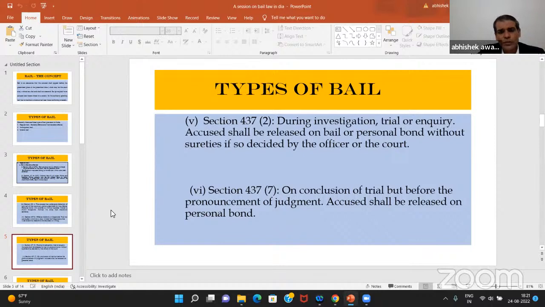Then comes section 437(7), where on conclusion of a trial, the court comes to a conclusion. The trial has concluded, but the judgment has not been delivered. Before the pronouncement of judgment, the court has come to a conclusion that the person has not committed the offenses he has been charged with. Again, he has to be released on bail, on personal bond, just to ensure that he appears before the court on the date of pronouncement of the judgment.